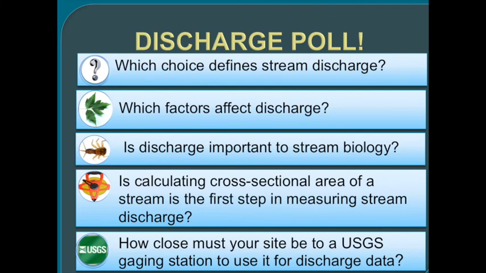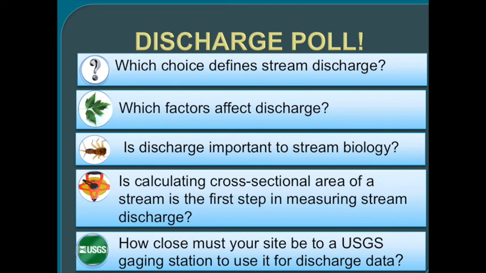First question asks, which choice defines stream discharge? The correct answer is volume of water flowing past a particular stream location in time. So this is a factor of the volume and the velocity and that cross-sectional area. Which factors affect discharge? Answer that would be all of them. It would be precipitation, land use, soil type, and stream gradient.